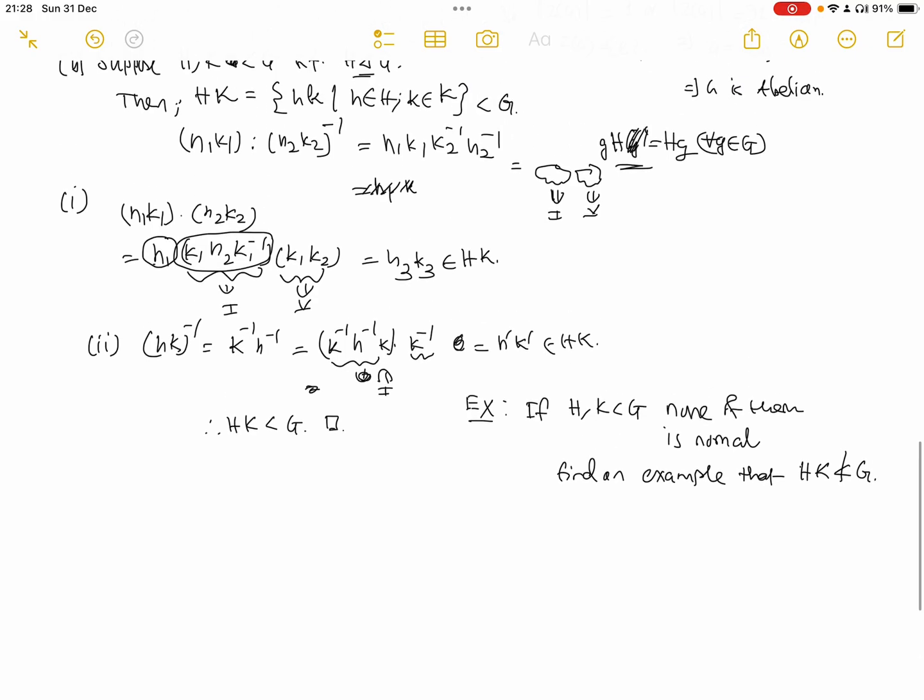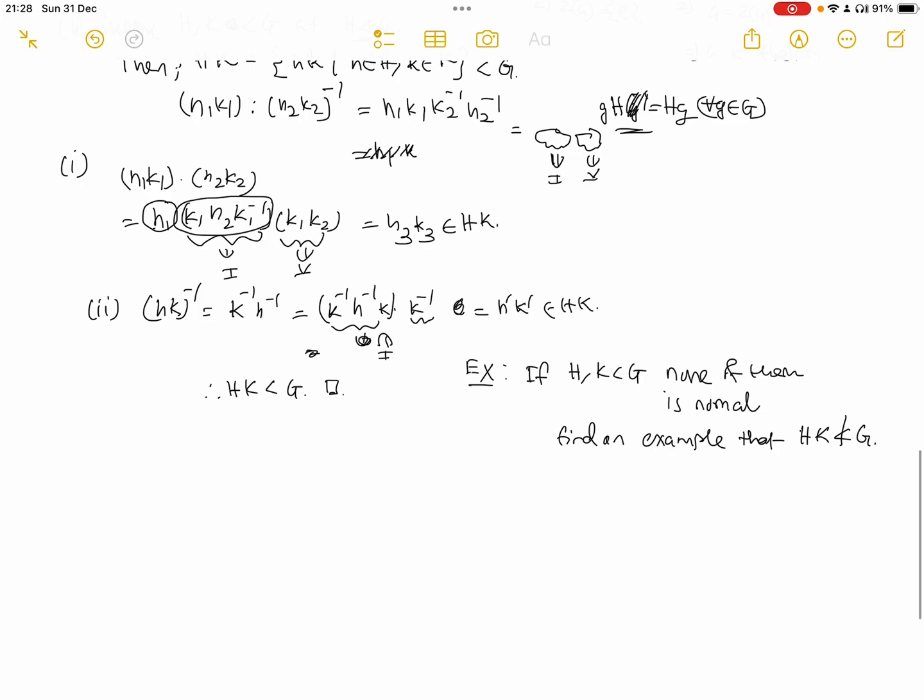So yeah, and next time we'll talk about some more properties of normal subgroups. We will try to figure out what the order of this set is in case H and K are finite, and then we'll move on to group homomorphisms and more things.